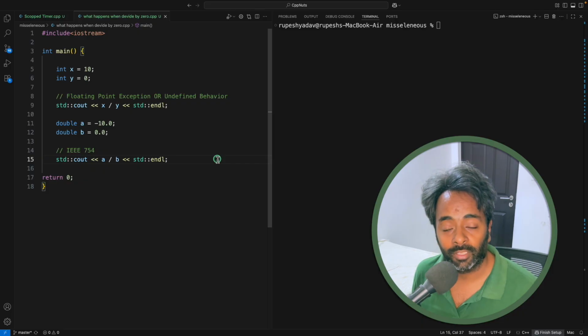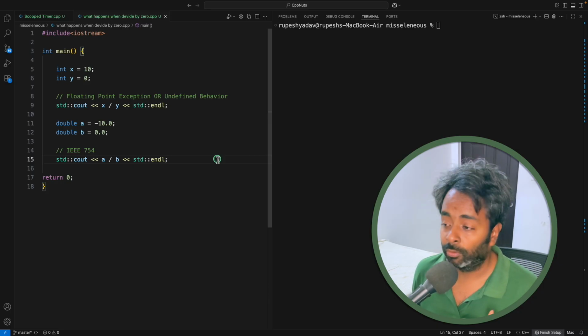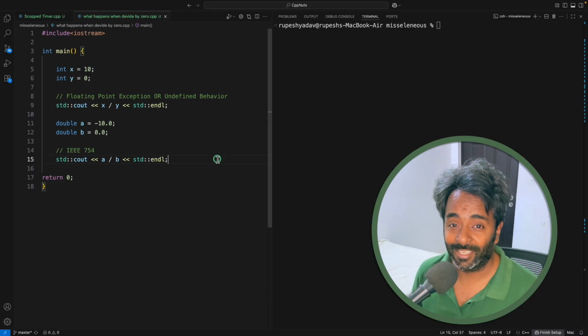This is what will happen if you divide something with zero. One thing is, you can divide an integer or integral number with zero, or a floating point number. We'll see both cases, and it's not just undefined behavior. So just stick around till the end.